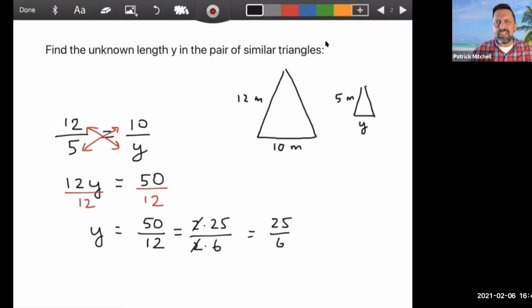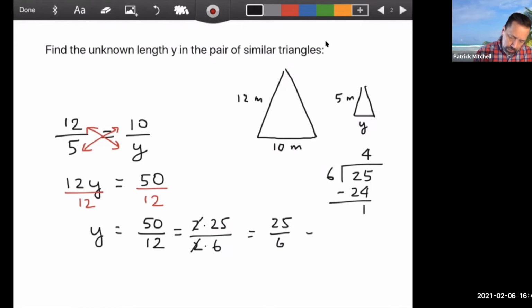I think that's a funny sounding answer. If you go into Lowe's and ask for 25/6 meters of anything, boards or carpet or whatever, they're going to look at you weird. I would recommend either changing that to a decimal, or, I believe, your online homework is going to ask for a mixed number. Just in case you forgot how to convert improper fractions into mixed numbers, it's just long division. 6 into 25 goes 4 times with 1 left over, which means 4 1/6 meters.